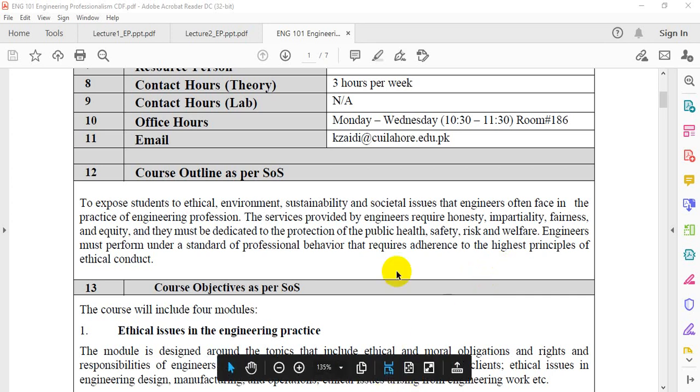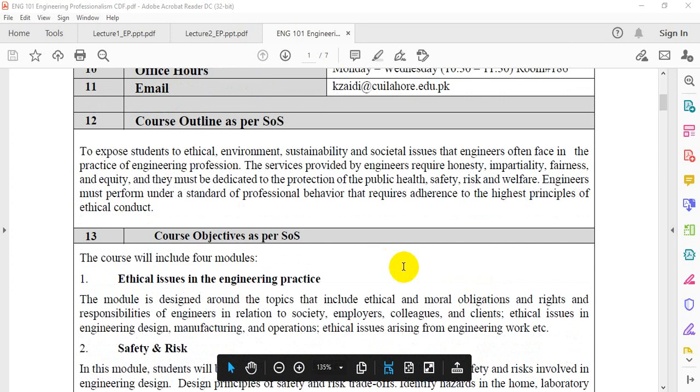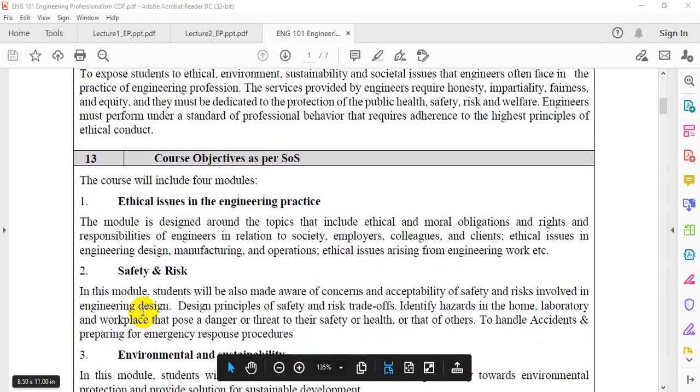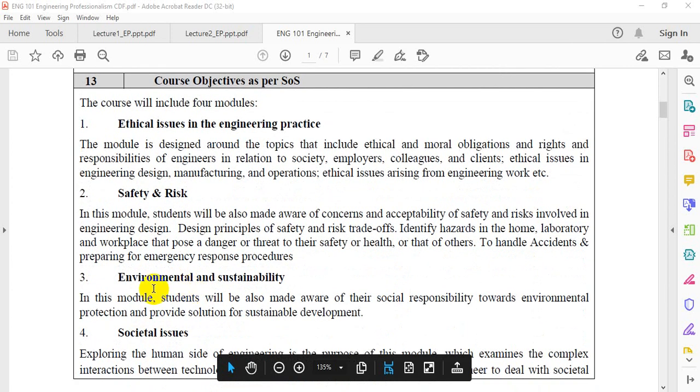So this was the course outline as per scheme of study and the course objectives as per scheme of study. We could divide this course into 4 main modules. As you saw in the course outline above, we will be talking about the ethical issues in the engineering practice. We will be talking about health, safety and risk. We will be talking about environmental and sustainability issues which engineers should know, which they should be aware of, and we will be talking about the societal issues.